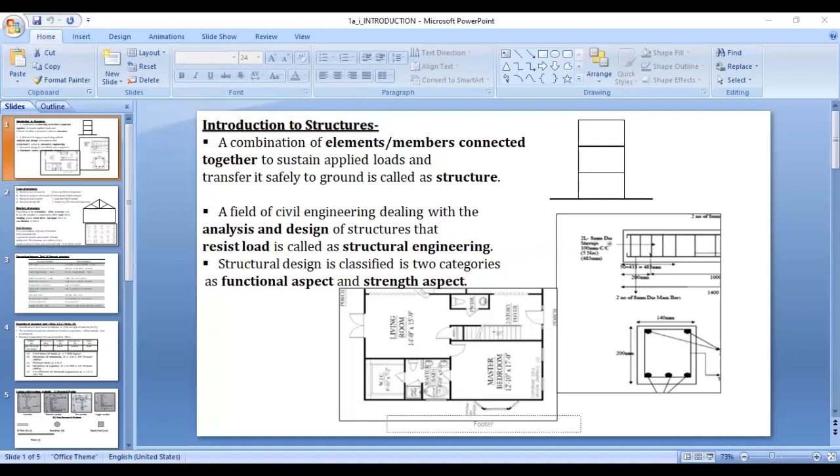So the following was some introduction regarding the design of steel structure. Thereafter, we will begin with the design steps as well as the numericals.